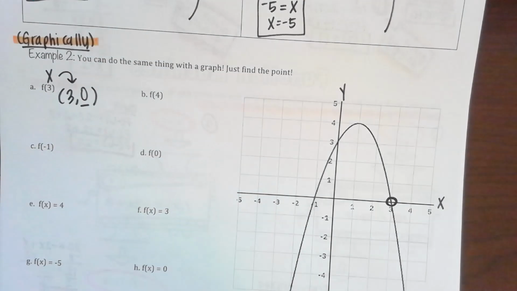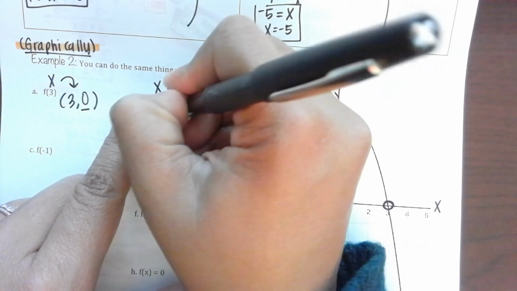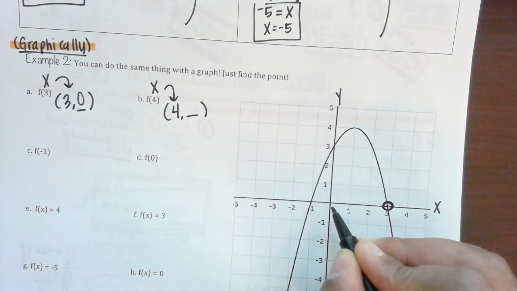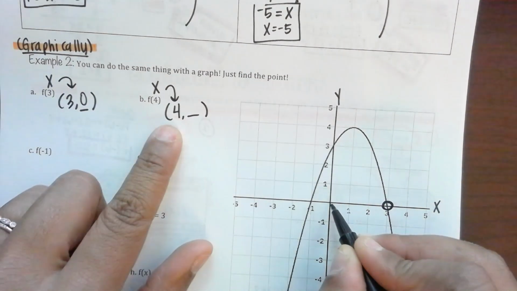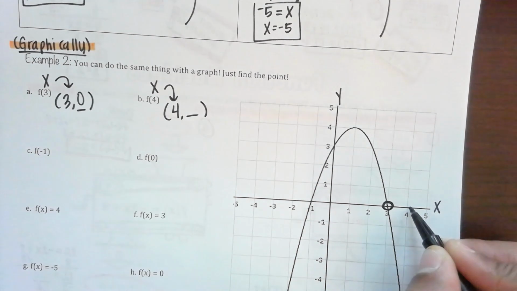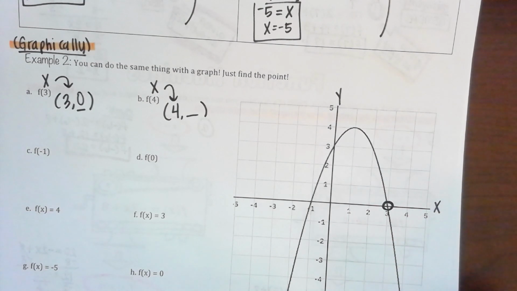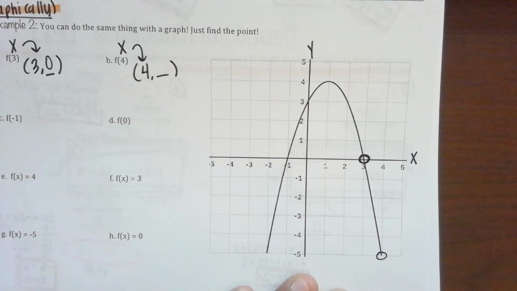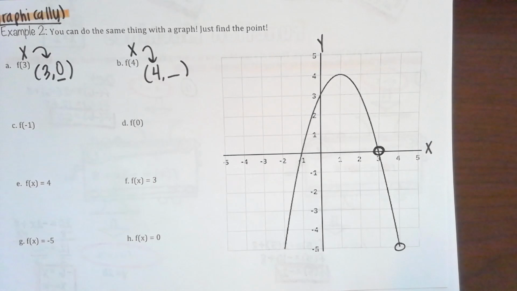Looking at B, f of 4, is this a case 1 or a case 2? Case 1, so am I given an x or a y? An x. X is what? 4. So from the origin, where am I going? To the right by how much? 4. Do I have to go up or down to meet my graph? Down. How far? Negative 5, because you had to go down. There you go.